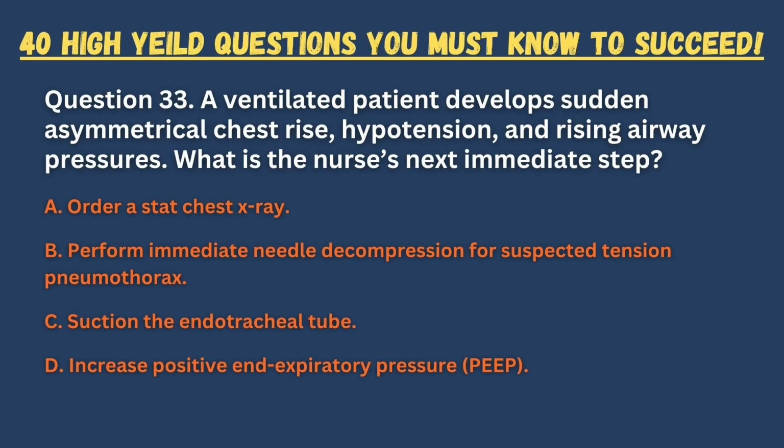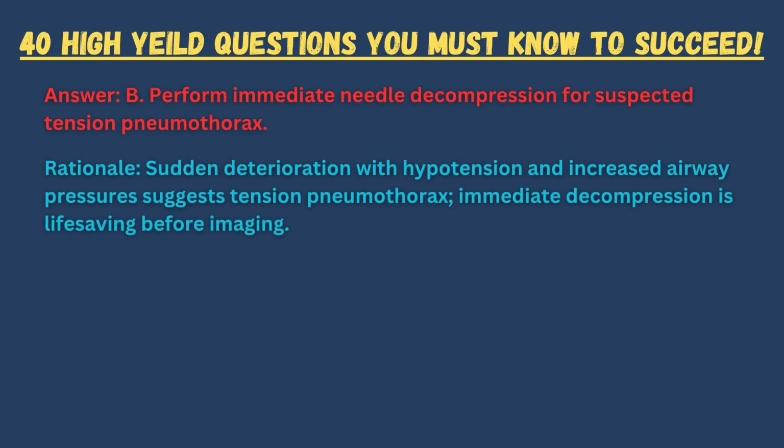C. Suction the endotracheal tube. D. Increase positive end expiratory pressure PEEP. Answer. B. Perform immediate needle decompression for suspected tension pneumothorax. Rationale. Sudden deterioration with hypotension and increased airway pressures suggest tension pneumothorax. Immediate decompression is life-saving before imaging.